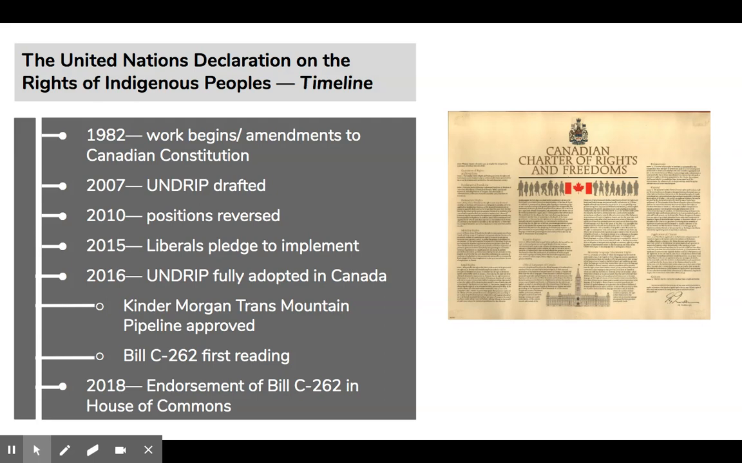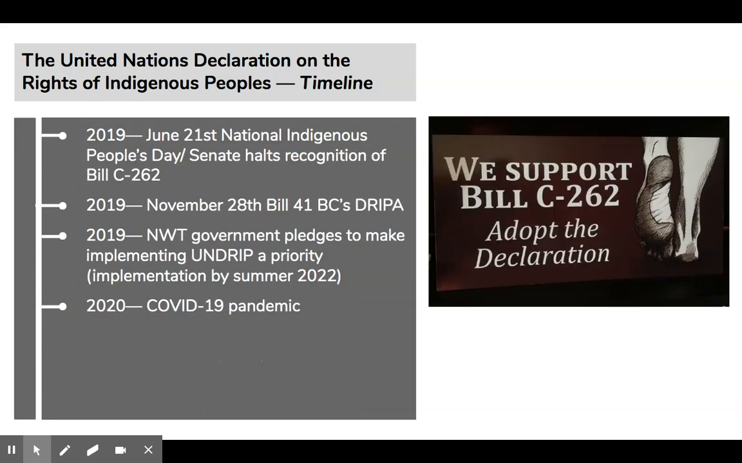Around the same time, Bill C-262 was presented to the House of Commons with the aim to ensure that the laws of Canada are in harmony with the United Nations Declaration on the Rights of Indigenous People. In 2018, Bill C-262 was passed by the House of Commons on 2 different occasions. However, in the spring of 2019, on National Indigenous Peoples Day, the Senate halted recognition of Bill C-262. They vetoed it, so to speak, guaranteeing that it did not become law.